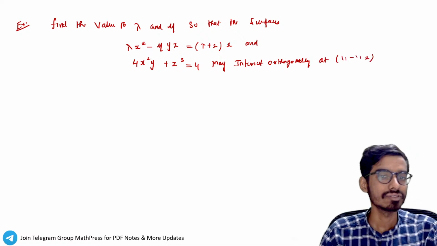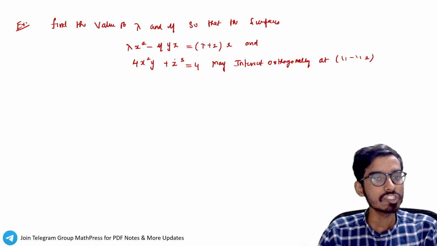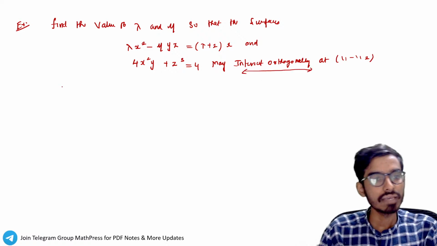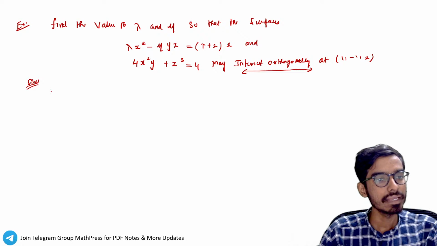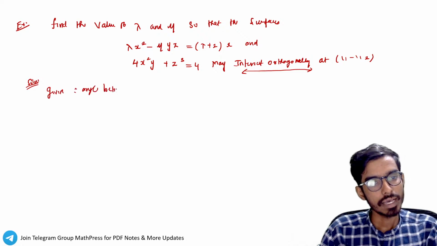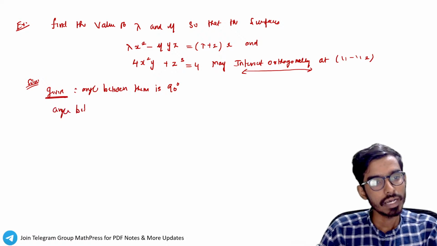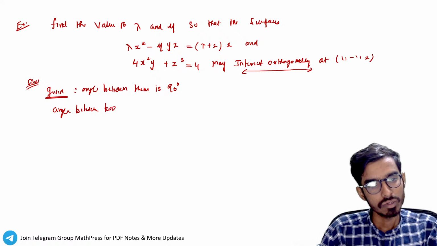Very simple, right? So we need to find the angle between the surfaces. They are given that the angle between these two surfaces is 90 degrees because they intersect orthogonally. So we know the angle between the two surfaces, right?